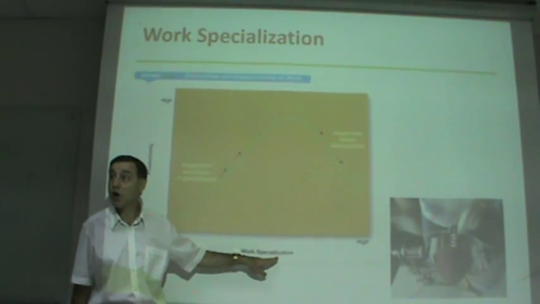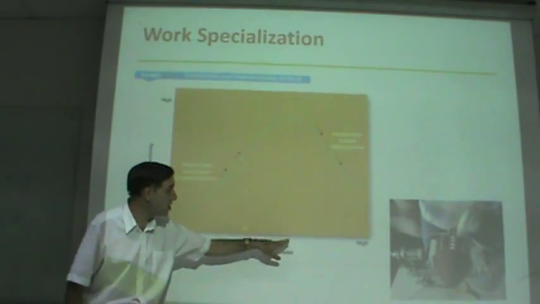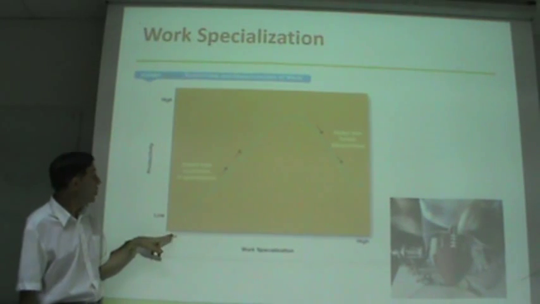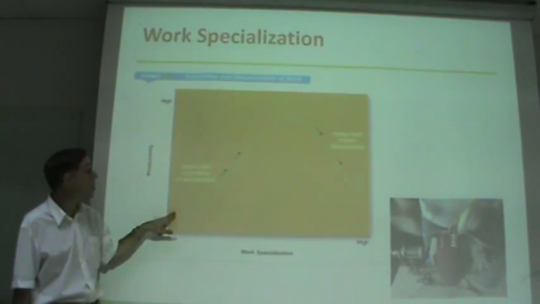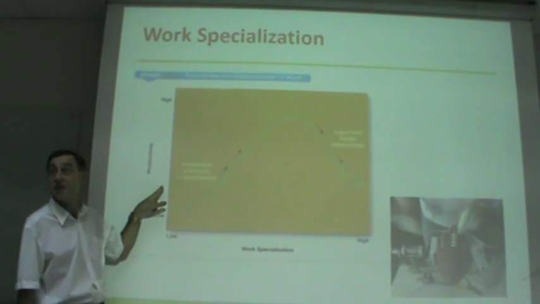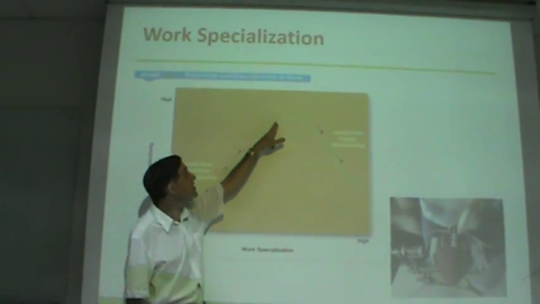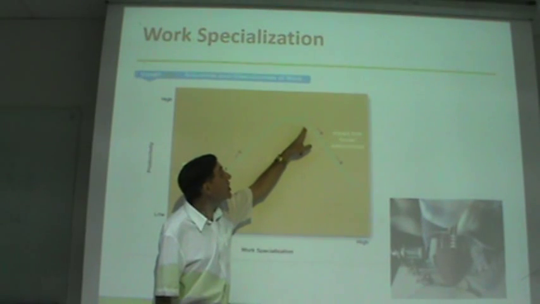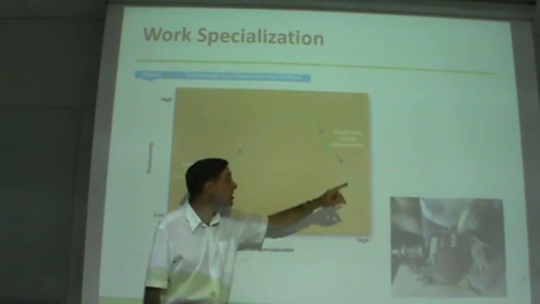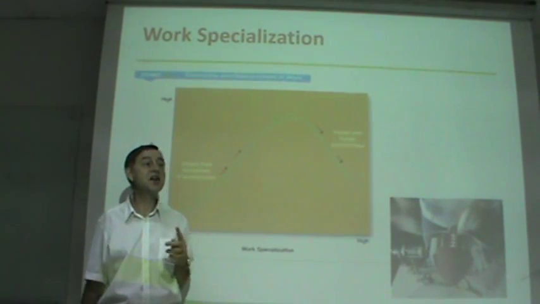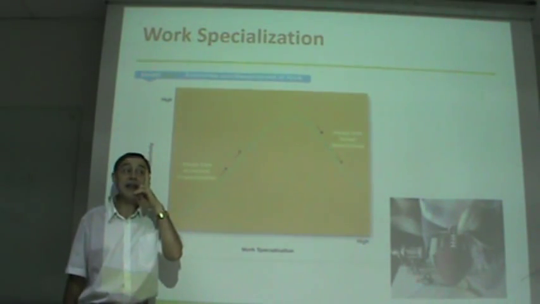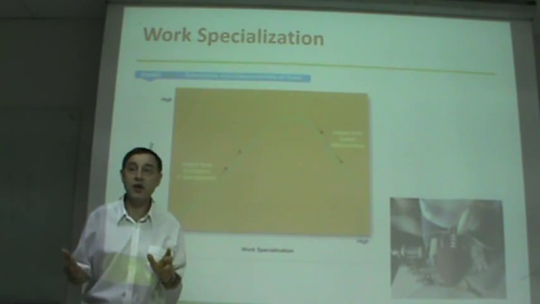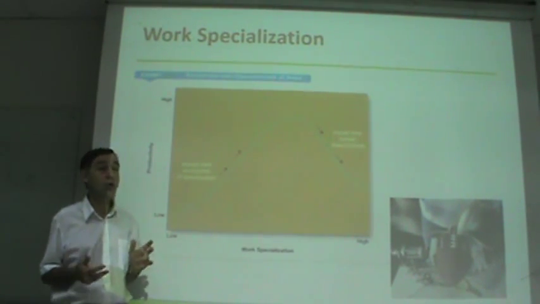So here we have work specialization, with more specialization this way. This is high specialization, this is low. And here you have productivity, low productivity, high productivity. Low specialization is usually associated with low productivity. As specialization increases, so does productivity. But specialization increases productivity only up to a certain point. From a certain point on, you can even increase specialization further, but productivity does not necessarily increase. So it's important to understand that specialization is beneficial, but only to a certain point. Beyond that point, it's not efficient anymore.